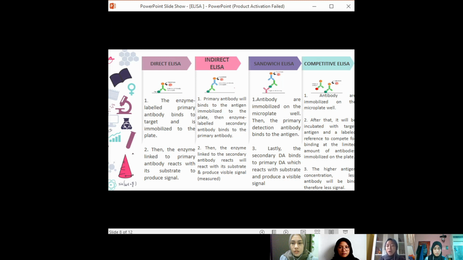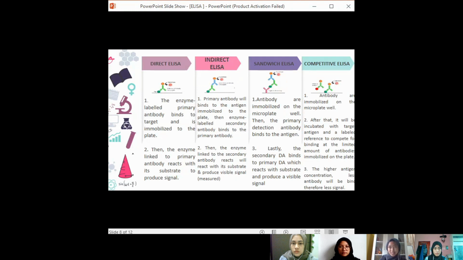And lastly, we have competitive ELISA. Competitive ELISA uses an inhibitor antigen. Antibody is immobilized on the microplate well. After that, it is incubated with the target antigen and a labeled reference to compete for binding to the limited amount of antibody immobilized on the plate. This results in a higher antigen concentration, so less antibody will bind, and therefore less signal.